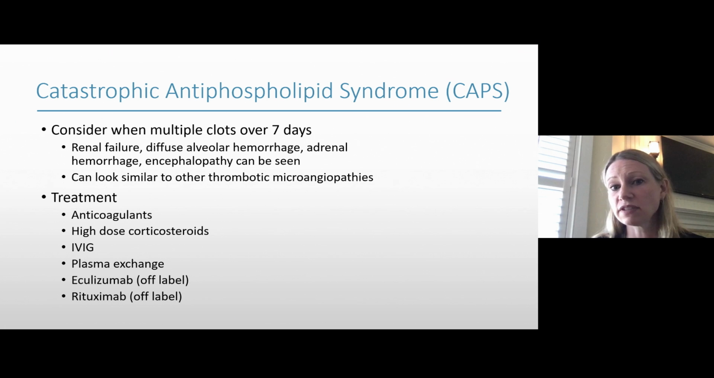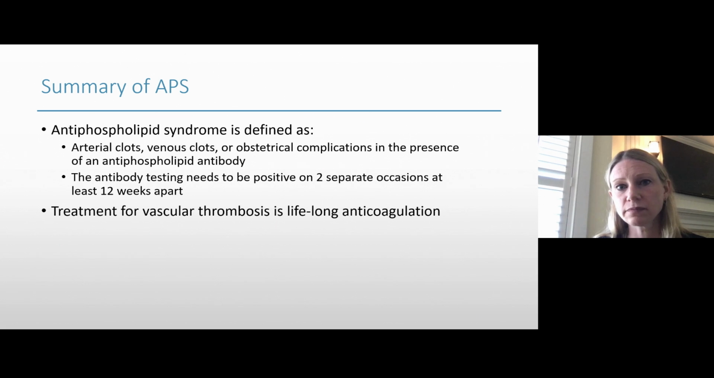And this can look similar to other thrombotic microangiopathies. The treatment for catastrophic APS is really, there's nothing supported by trial data, but anticoagulants are essential. High-dose steroids have been used, and we typically use IVIG, plasma exchange, eculizumab, so inhibition of C5, and rituximab, so inhibition of CD20 rather, sorry.